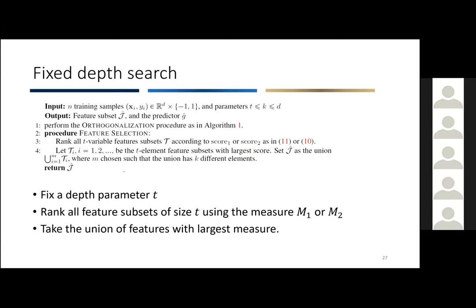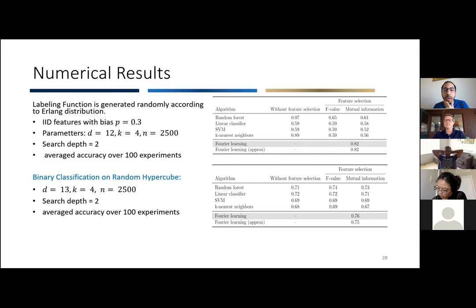So we test this on a number of training data sets, and this is still ongoing. We are testing this algorithm on different data sets. These two data sets in this slide are synthetic data. The first one is more or less like an ideal case.